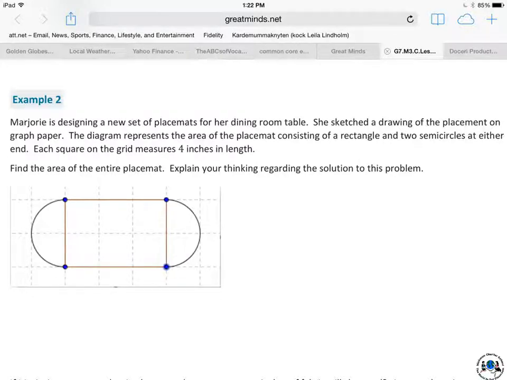Marjorie is designing a new set of placemats for her dining room table. She sketched a drawing of the placemat on graph paper, which is a very good way to do it. The diagram represents the area of the placemat consisting of a rectangle and two semicircles at either end. Each square on the grid measures 4 inches in length.